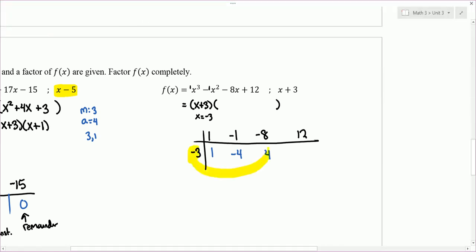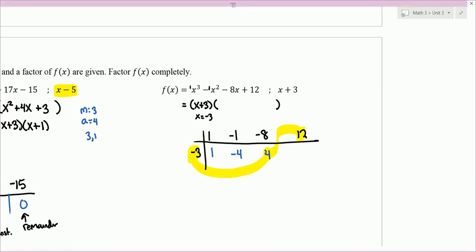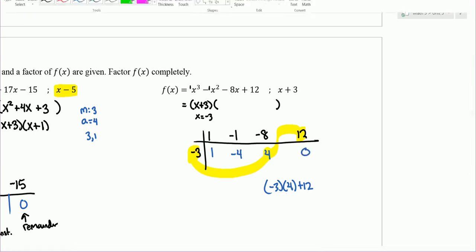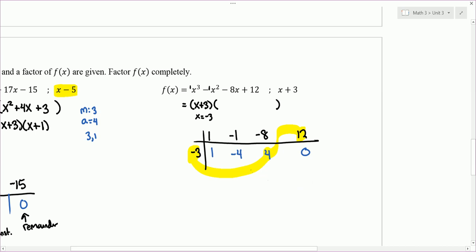And negative 3 times 4 plus 12. So negative 3 times 4 plus 12, that's going to give you 0. And that's what we want. Again, if you divide by a factor, you need to have a remainder of 0. So 0 is our remainder, 4 is the constant, negative 4 is your x term, 1 is your x squared term, and so we have 1x squared minus 4x plus 4.